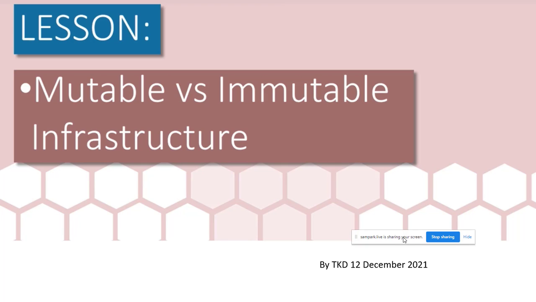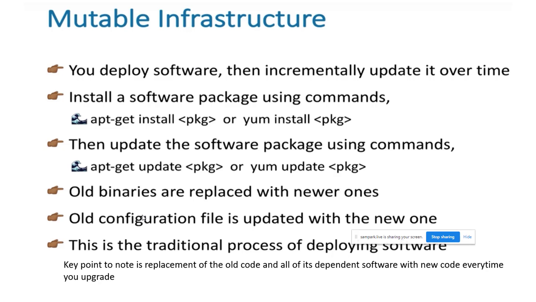So basically, in this particular class we will discuss only this mutable versus immutable infrastructure. What does it do, and why is it important in terms of Kubernetes architecture?